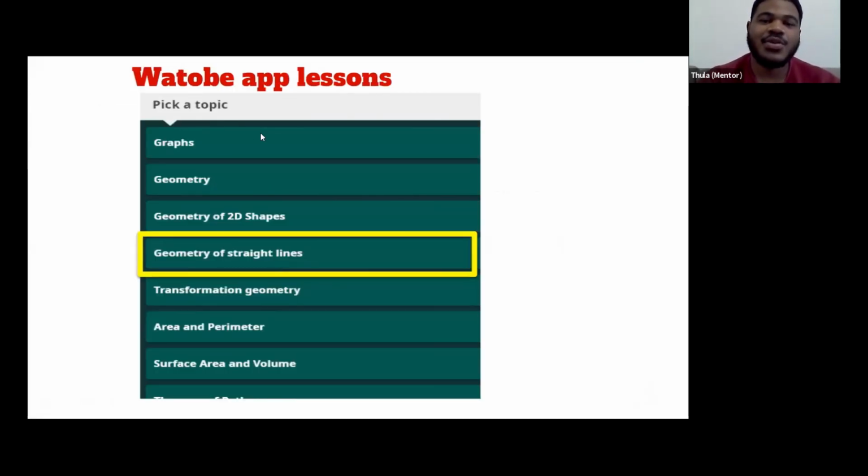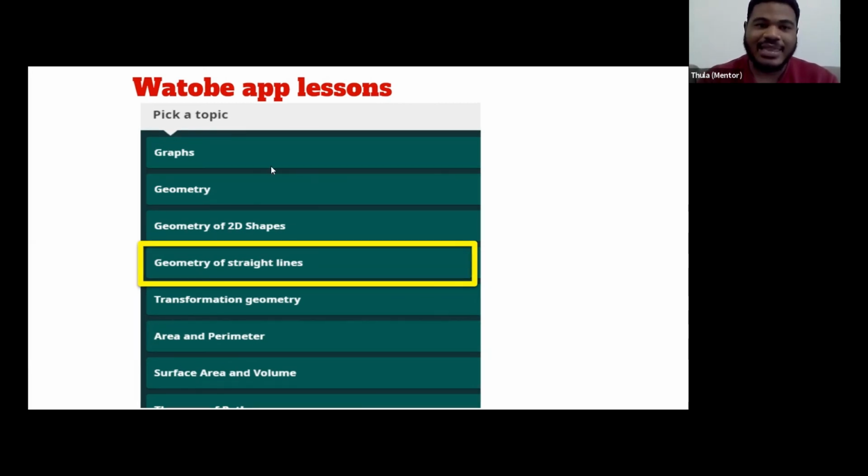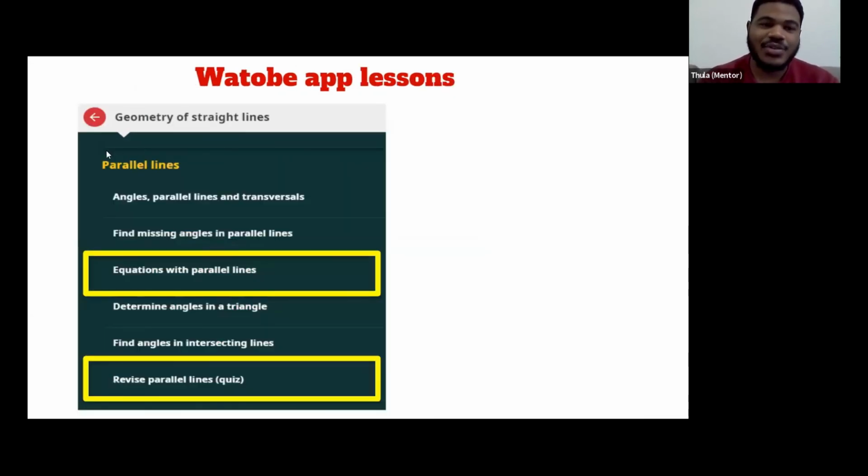Remember that we also have the app as a way to supplement what you learn here. Instead of just learning here and then coming back on Wednesday, we want you to go back home and do some exercises to solidify your learning and practice, to make sure that you understand everything that we're teaching you here. So for this particular lesson, your homework is to go to your Watobi app and pick a topic, go to geometry of straight lines. When you open geometry of straight lines, scroll down to where it says parallel lines. Under there, you will find equations with parallel lines.